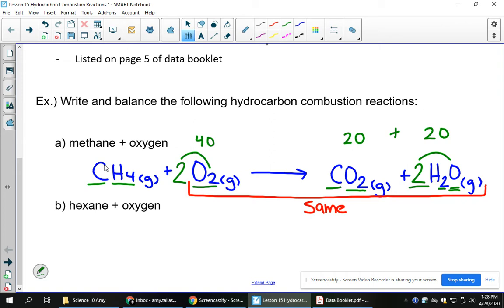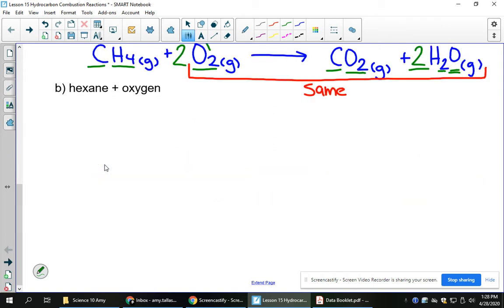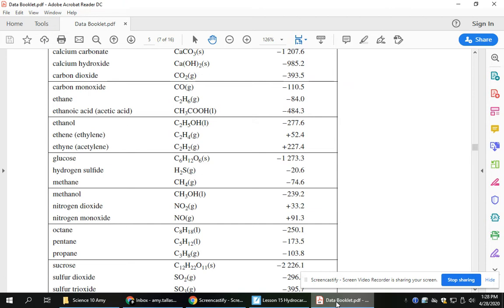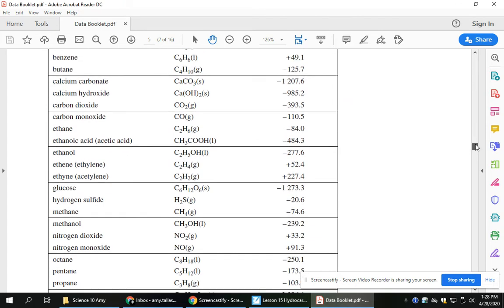Let's try another one. Hexane. I'm going to go again to my data booklet and find hexane, see if I can find it on page 5.